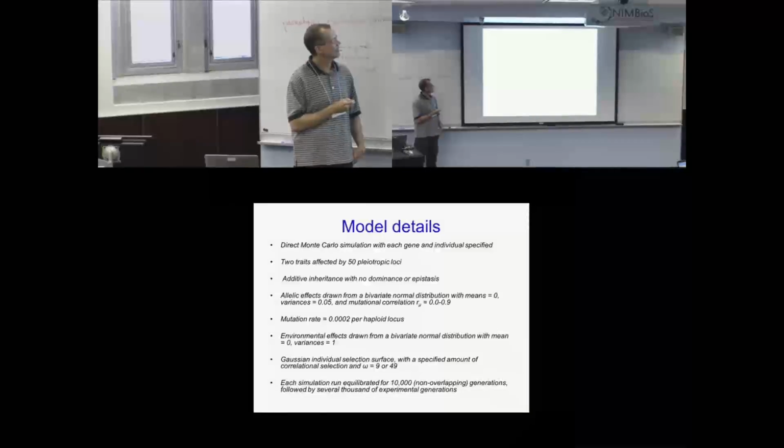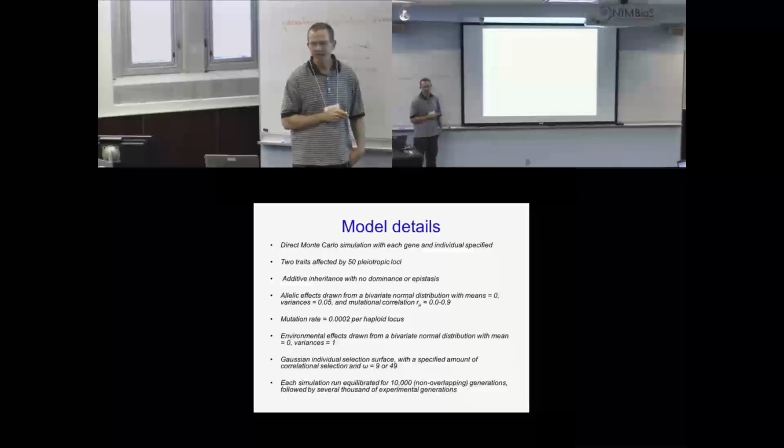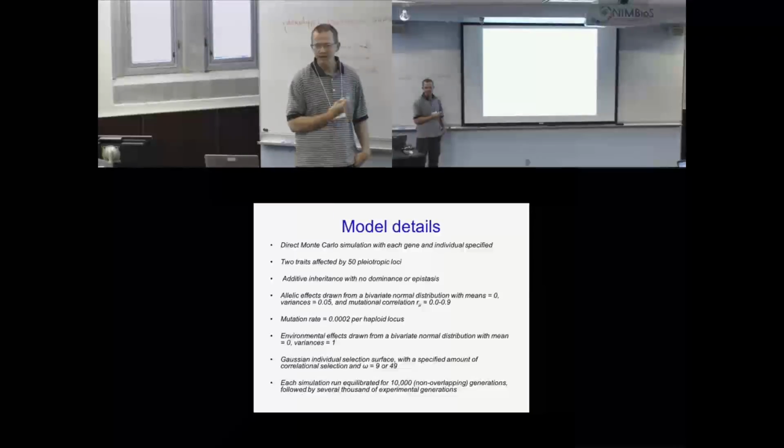So in this model that I'm going to talk about, and actually all of our models, we assume that all loci are pleiotropic. So every locus, and we assume 2 traits, right? We haven't dealt with more traits, at least not officially. We've done some unofficial models involving more traits, and the results, for the most part, are similar.